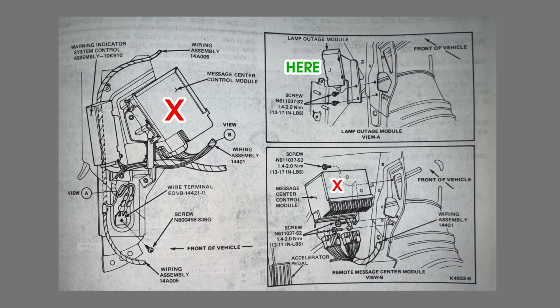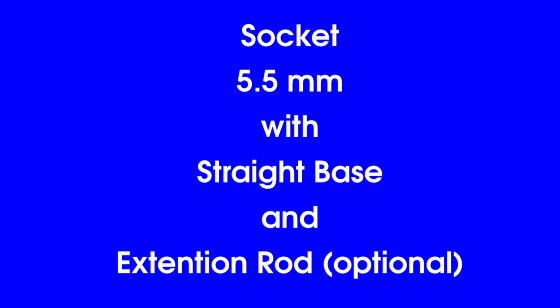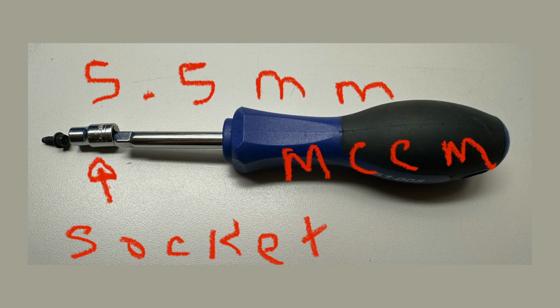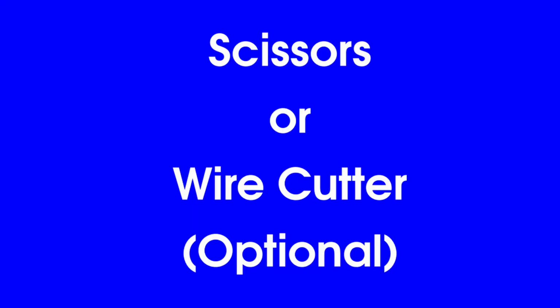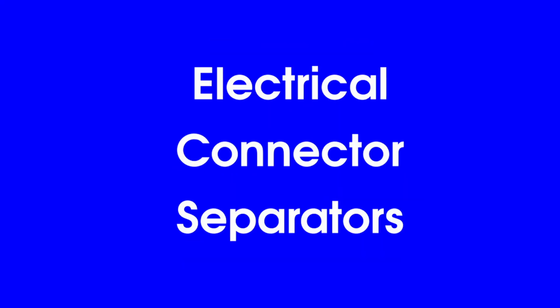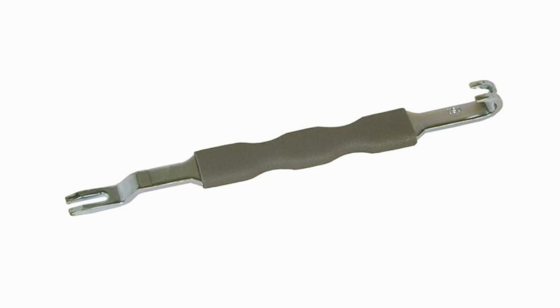The lamp outage module sends error messages to the message center when a bulb is out, but that's a topic for another video. Tools needed: flashlight, 5.5mm socket, preferably on a straight base with a socket wrench and an extension rod. Scissors, optional. Electrical connector separators. I would suggest 2 of them.